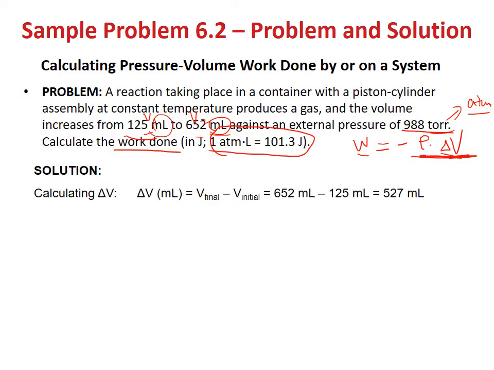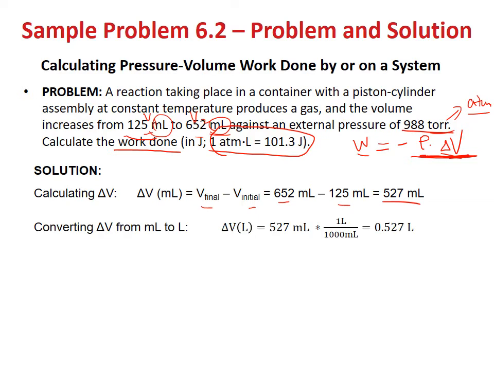So first calculate delta V, final minus initial. Final is 652, initial is 125. So the volume change is positive, which means it expands, increasing volume. And then change milliliter to liter. 1 liter is 1000 milliliter. So milliliter cancels, and that gives you 0.527 liter.